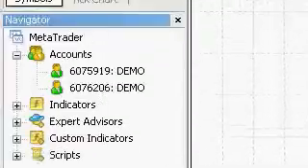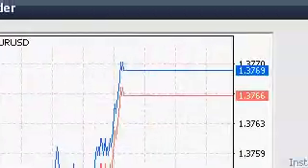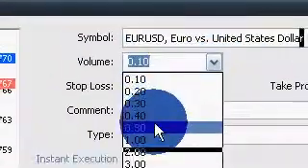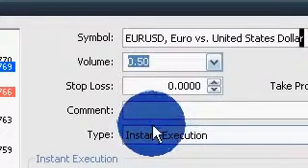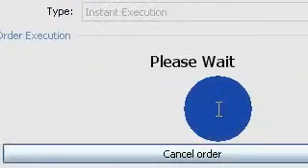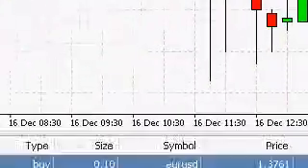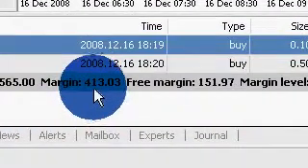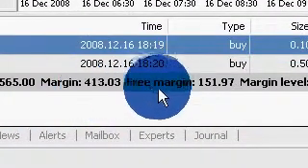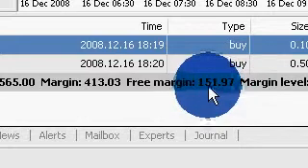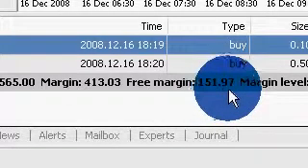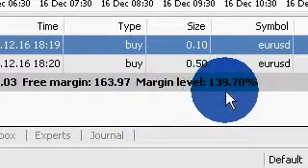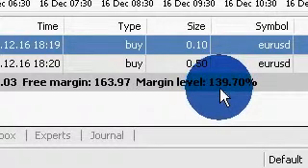meaning that the free margin, I have 512, or it's changing, $511 to use to place more trades. So let's go ahead and bring up another order ticket, and let's buy another 5 mini lots. Okay, now we're using $413 of the account, and the free margin went down. Now we can only use $151, and our margin level also, the percentage, is falling.